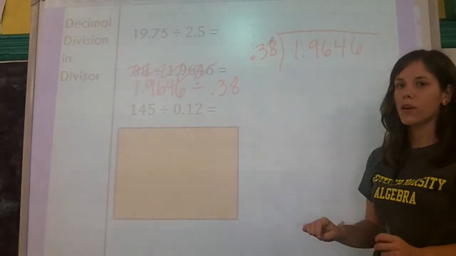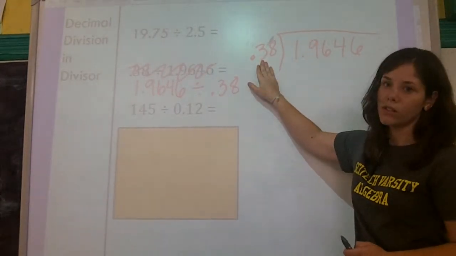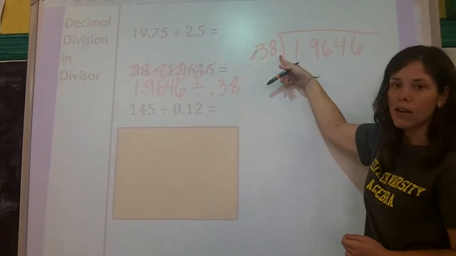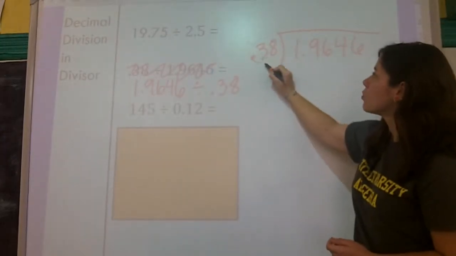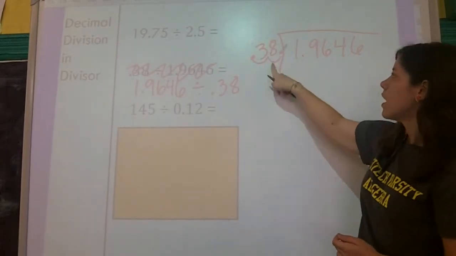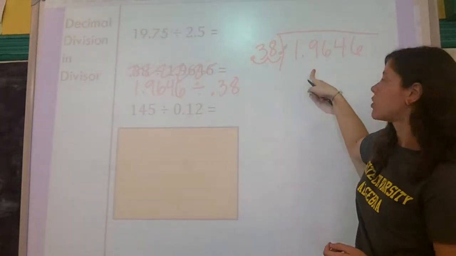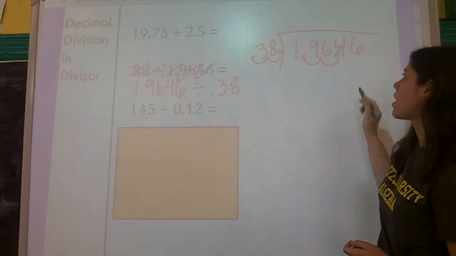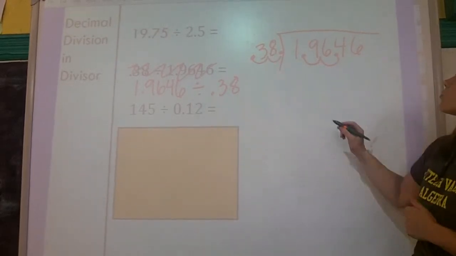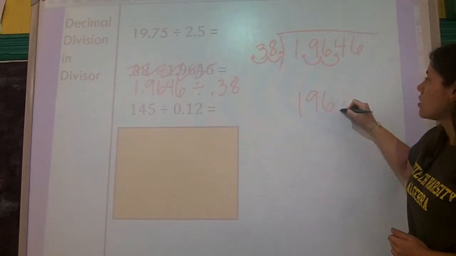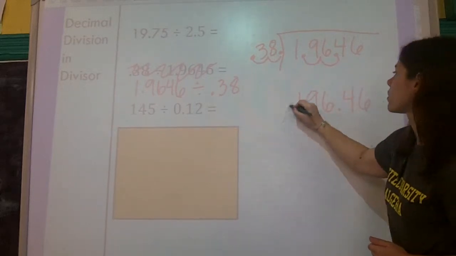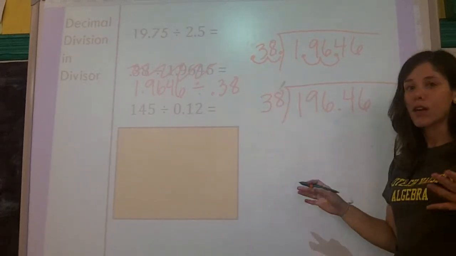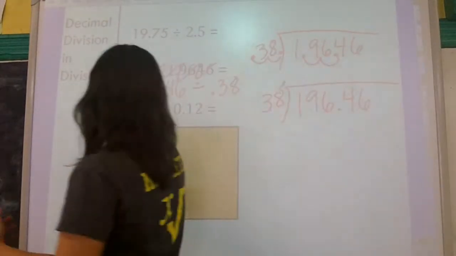I can't start dividing right away because my divisor's a decimal. I need to scoop my decimal to get to the end of this number so that I have a whole number of groups. Scoop 1, 2 times, and then however many times I scoop outside, I have to scoop inside. Grab the decimal, 1, 2, and make sure you drop it off so you don't get confused. Let's rewrite it. Should look like 196.46 divided by 38. I cannot count by 38s at all, so I have to list my multiples.